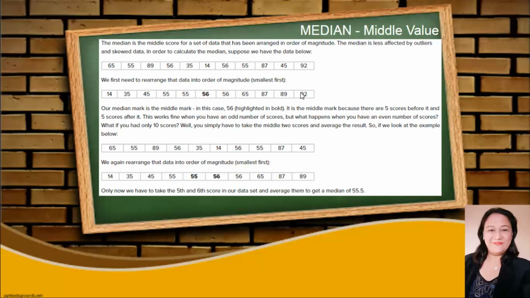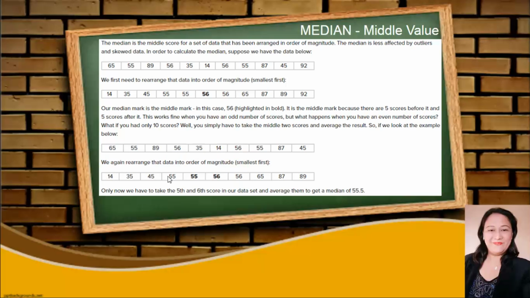Pero paano kung hindi odd number? O di kaya, 2 ang value ng median mo. Kagaya nito. 1, 2, 3, 4, 5, 6, 7, 8, 9, 10. Kung 5 ang median mo, kung 5 ang gitna, alanganin ka. Kasi wala namang value sa gitna. So, kung 6, alanganin ka rin.